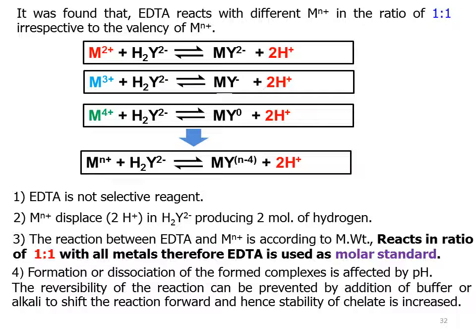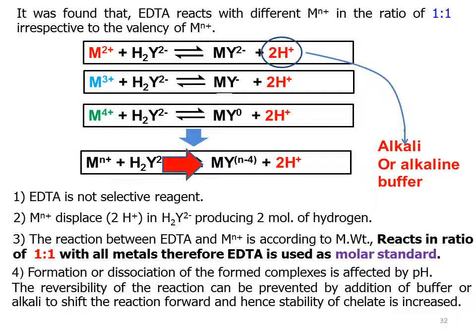Formation or dissociation of the formed complex is affected by pH. So, the reversibility of the reaction can be prevented by addition of buffer or alkali to shift the reaction forward, hence the stability of the chelate is increased. It is always consuming the hydrogen and always shifting the reaction forward towards the formation of a complex.